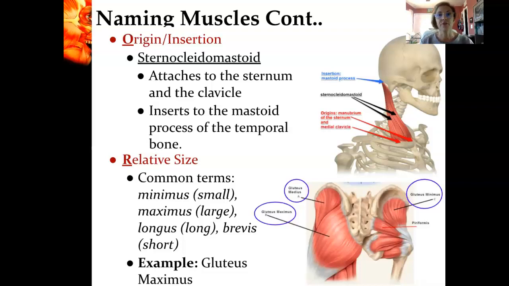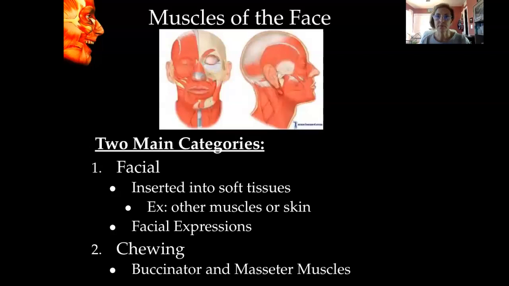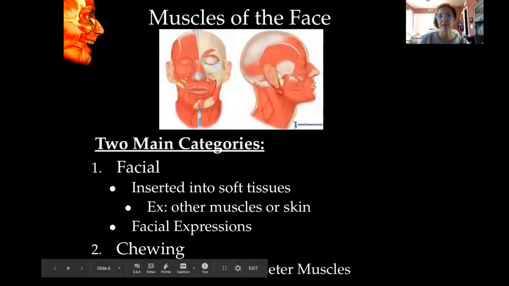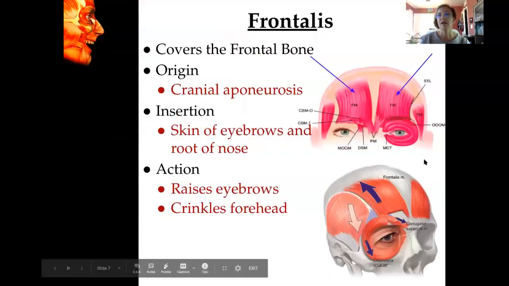Okay, so now we're going to go through and name 9 muscles. So naming muscles of the face, facial muscles are in one of 2 categories. They're either in the facial muscles of expression, which tell you something about how a person's feeling, or they're part of chewing. So like the buccinator and the masseter are major chewing muscles. So that's what our muscles are going to do.